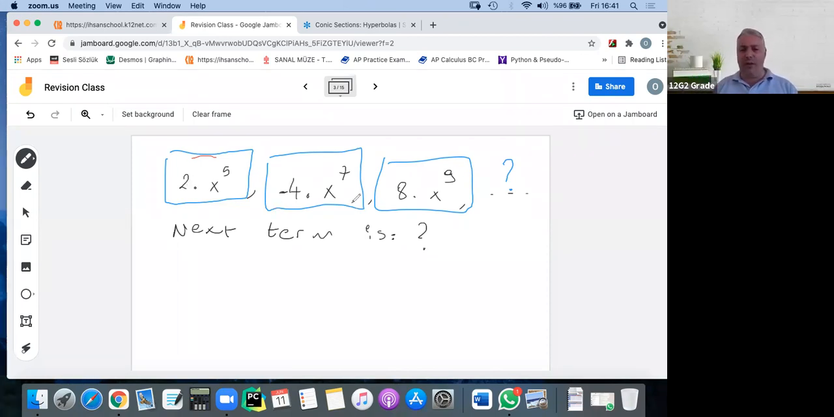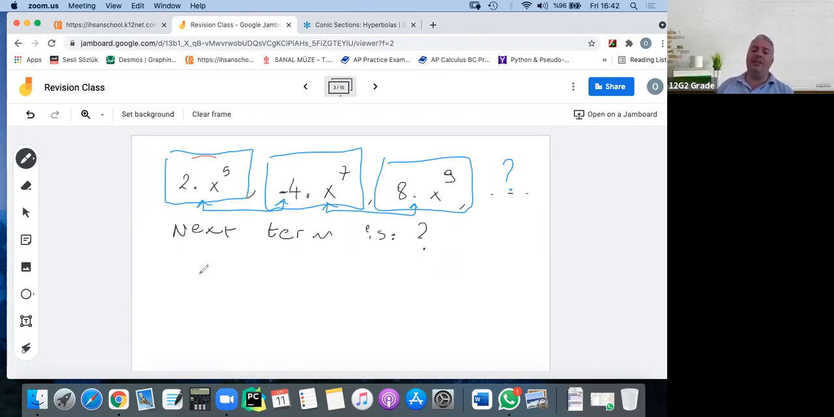So when I look at here, is this arithmetic or geometric? I mean, is the distance between two terms fixed or not? I think it's not fixed. Why? First of all, -4 and 2, what is the difference between them? It is 6 units. From -4 to 8, it is 12 units. So this is not an arithmetic sequence. This could be a geometric sequence.